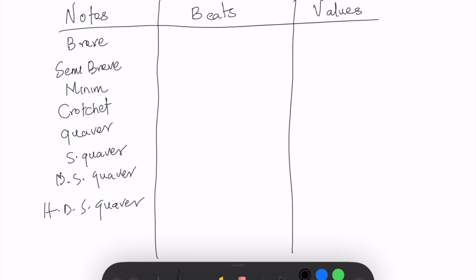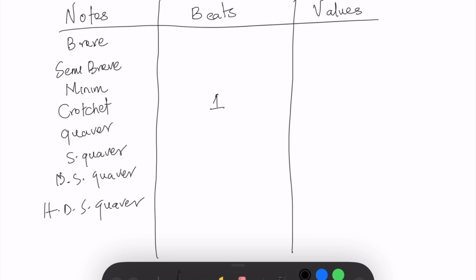The best way is to know just one. Pick one to know, and the rest will be very easy for you, because this is the way that I recommend people to learn this. Now you need to know, for example, one, which is crotchet. Crotchet is one beat.